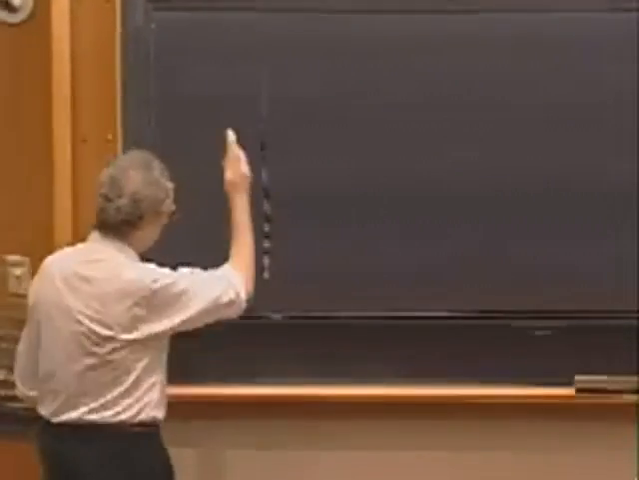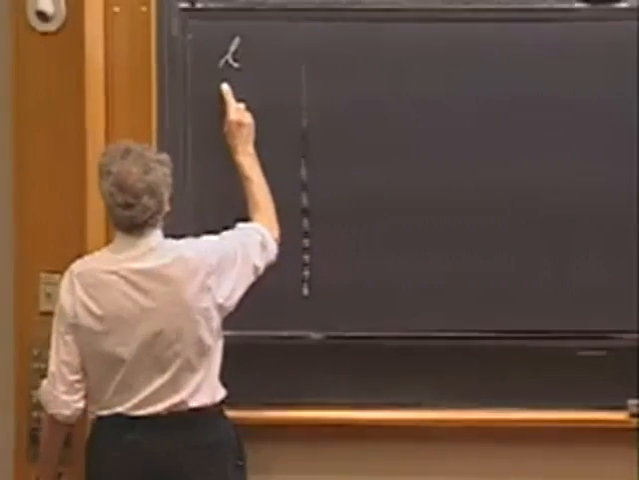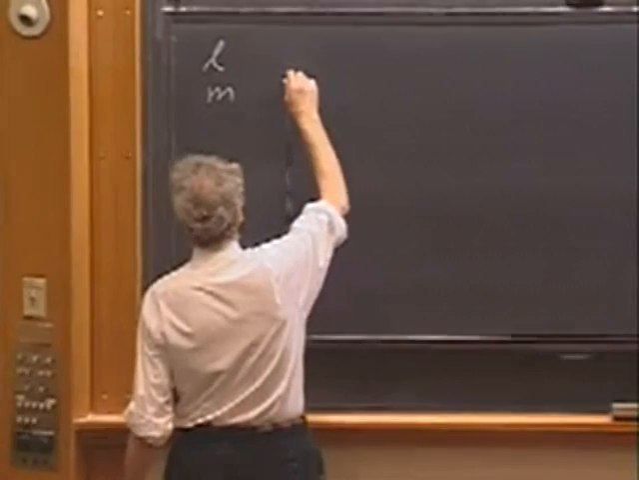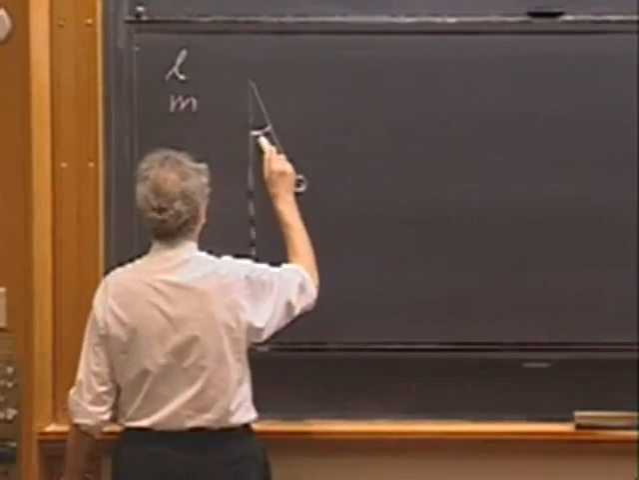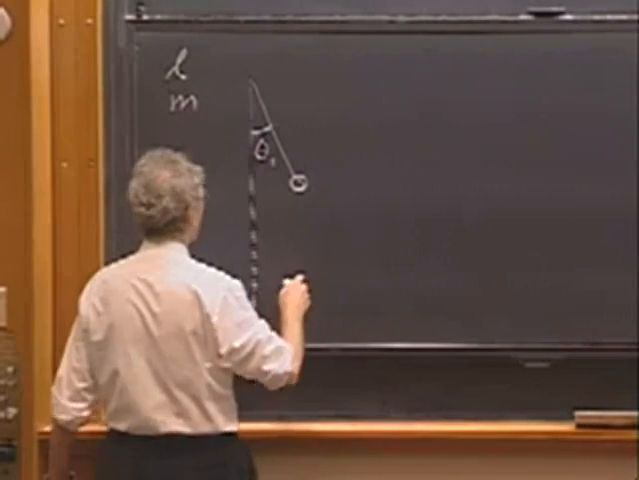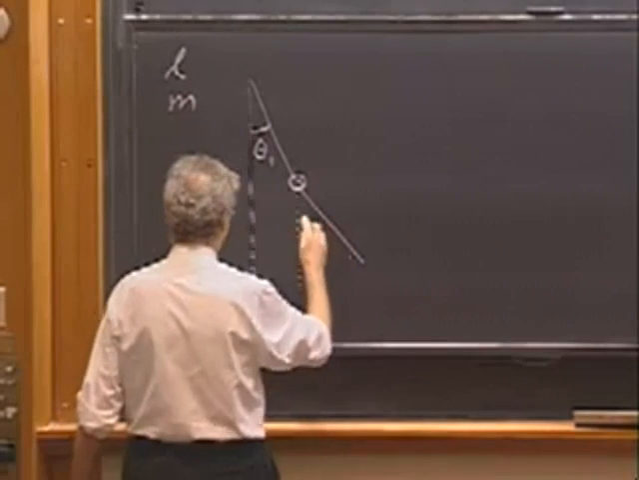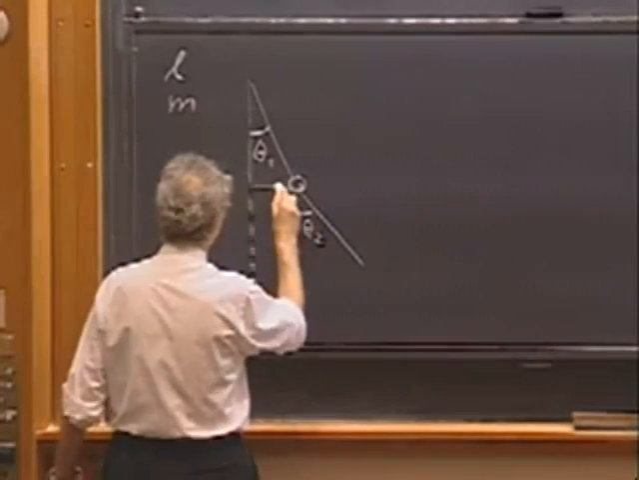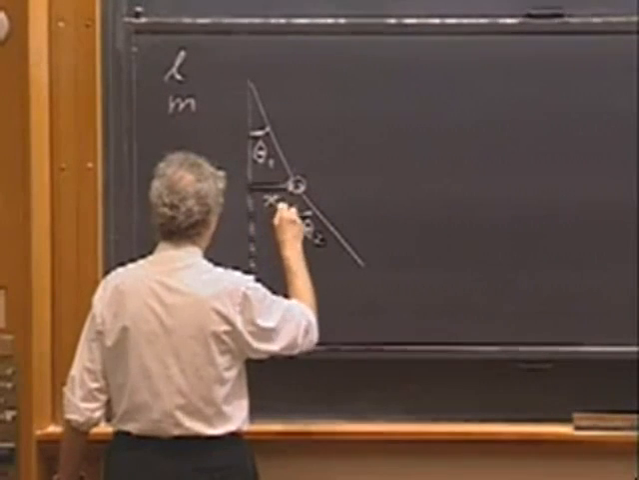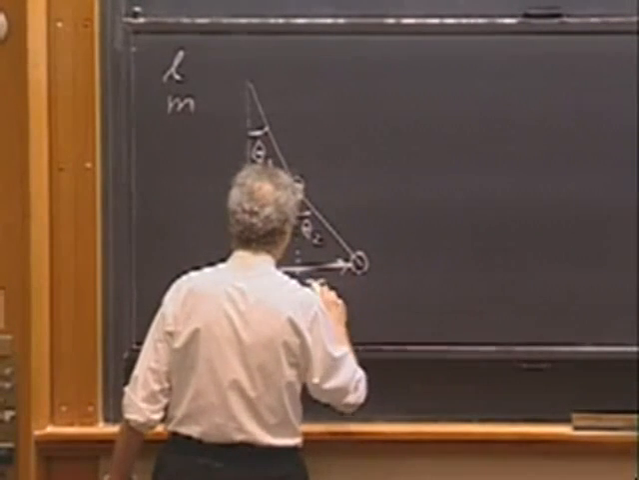This is the equilibrium position if it hangs straight. Length L, mass is m. This angle be theta 1, and this angle theta 2. I call this position x1, and I call this position x2.